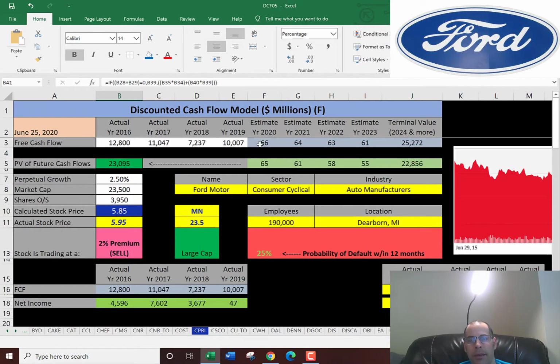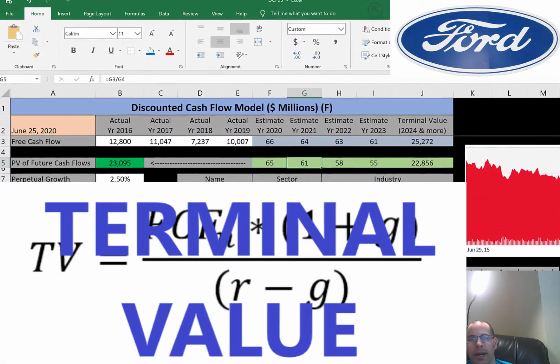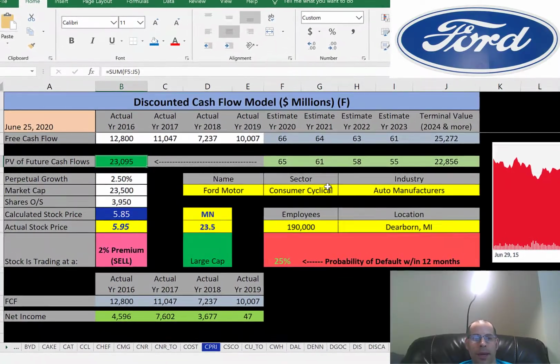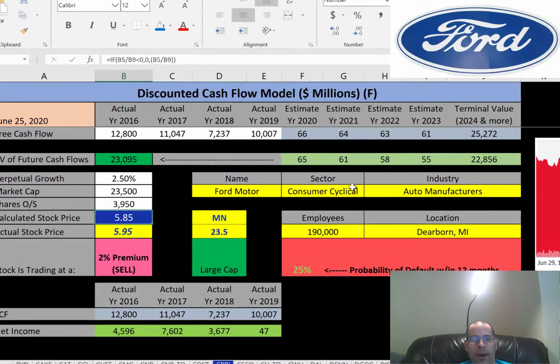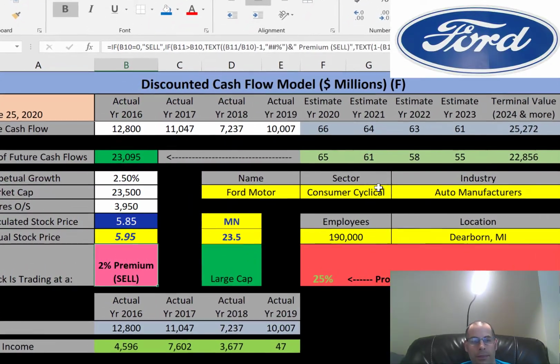So we estimated the future free cash flows for 4 years. We did a terminal value, which is all years past year 4. We discounted those numbers back to today, and we get a value of the company of $23 billion. We divide that by 4 billion shares, and we get an intrinsic stock price of $5.85. So it's trading at about intrinsic value.